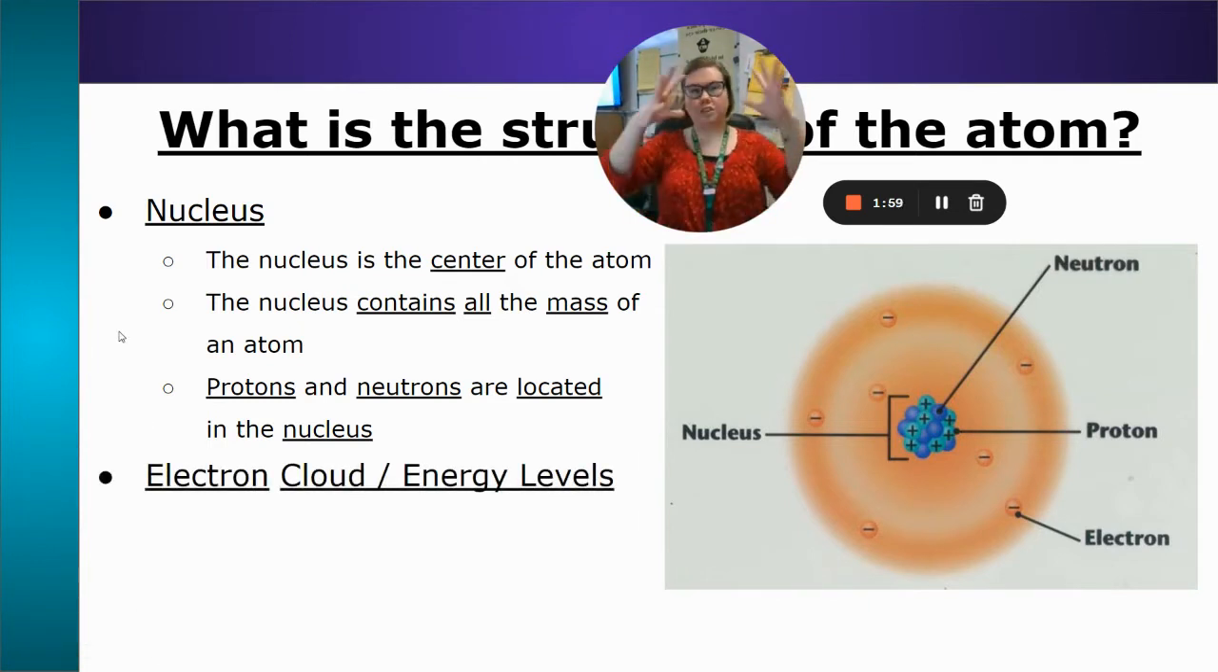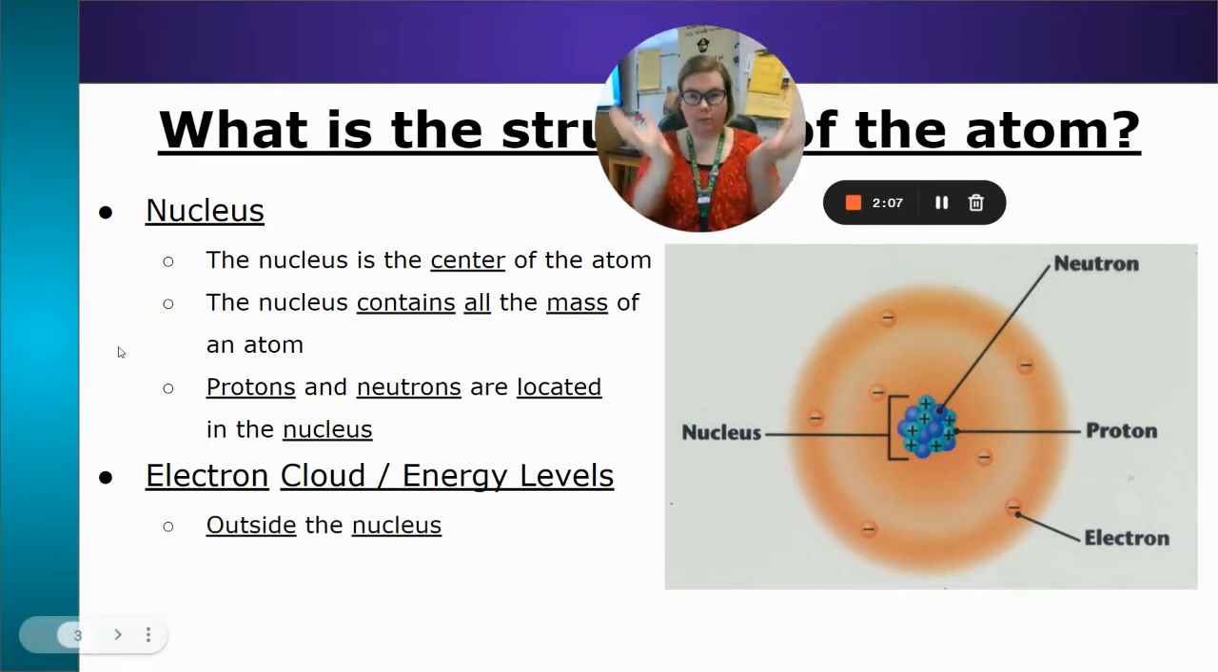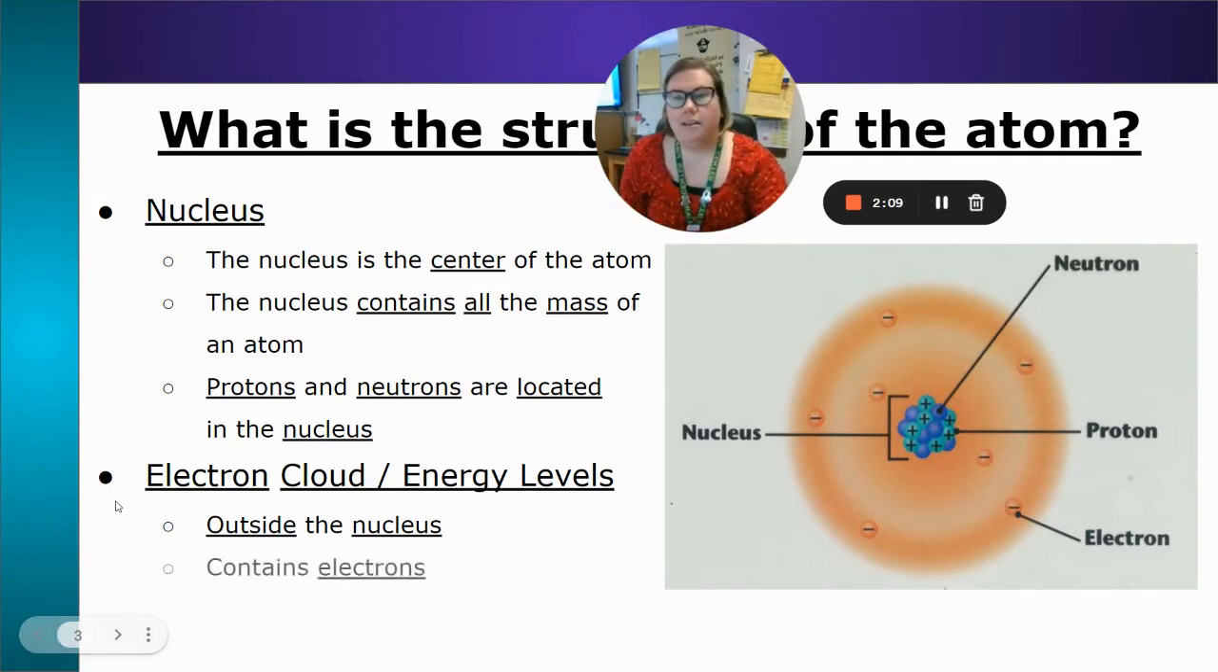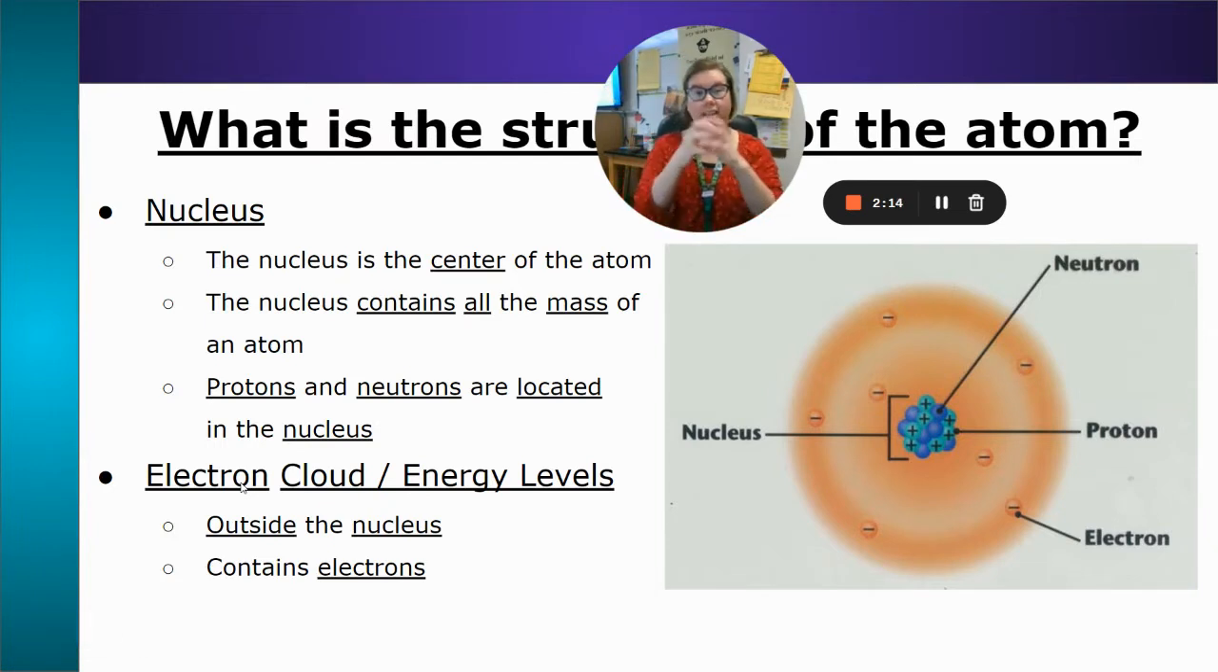And then there's this electron cloud or energy levels. We'll call it a few different things. And these are outside of the nucleus. Nucleus in the middle, these are outside of it. They contain the electrons, right? So the nucleus is in the center, and then around it, we've got this electron cloud or energy levels, where our electrons are kind of floating around, running about.